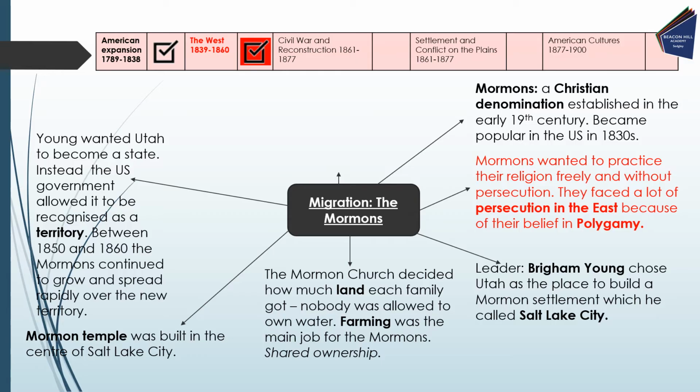And Young wanted Utah to become a state, but instead the US government allowed it to be recognised as a territory. Between 1850 and 1860, the Mormons continued to grow and spread rapidly over the new territory, which was in Utah.